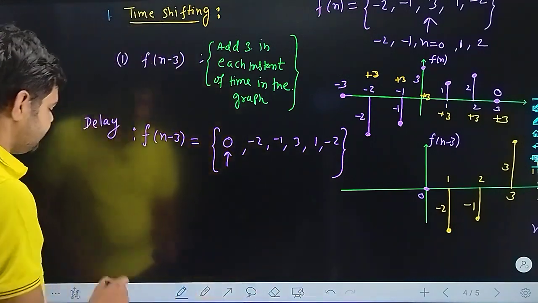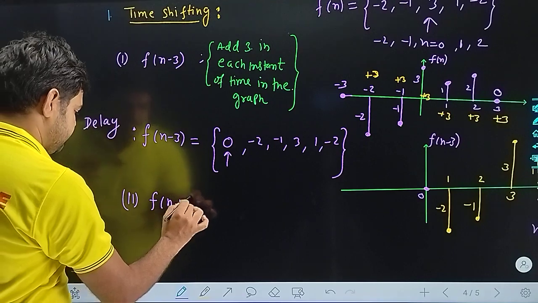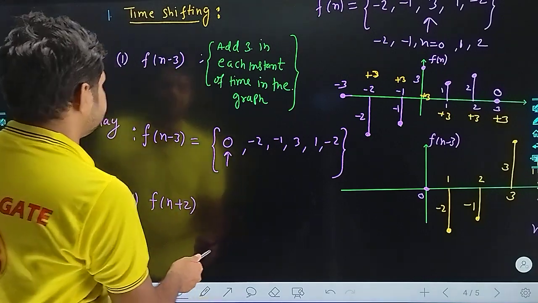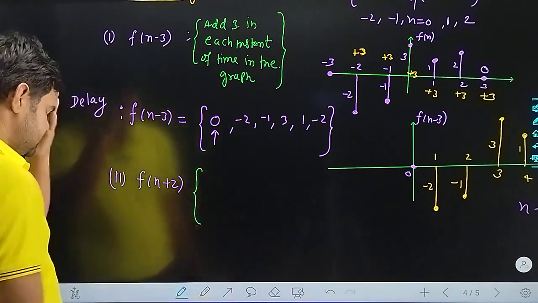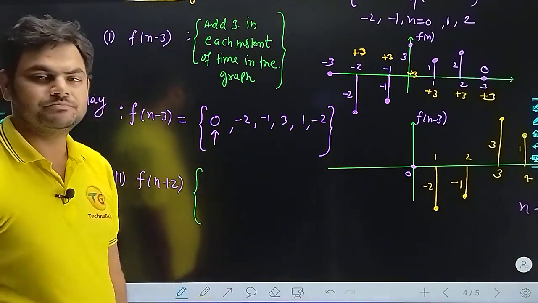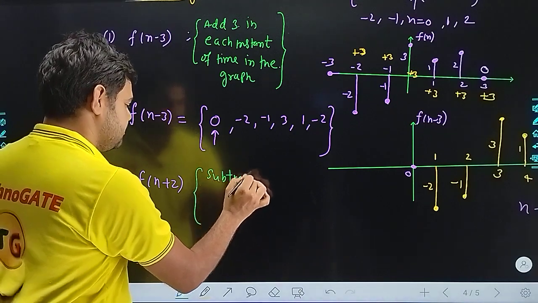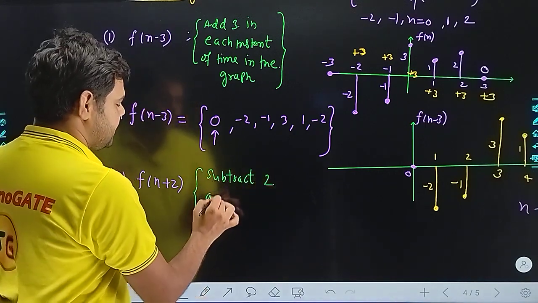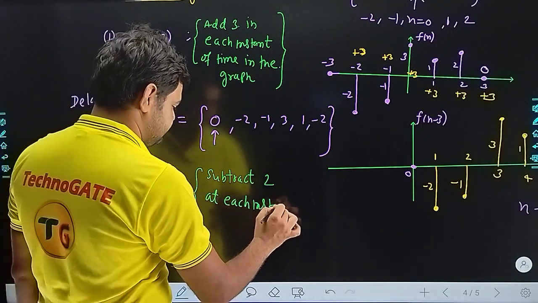Let's write the advanced operation also here. Let me do f of n plus 2. Guys, let us represent f of n plus 2. Visibly here in the expression what you are seeing is addition of 2. What we will do, guys, is subtract 2 at each instant of time.